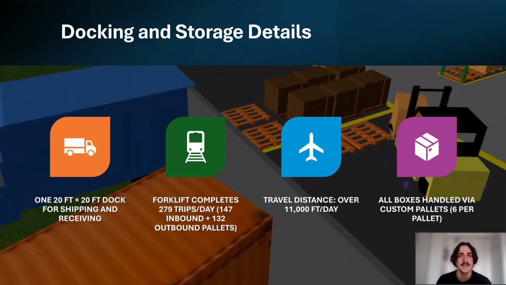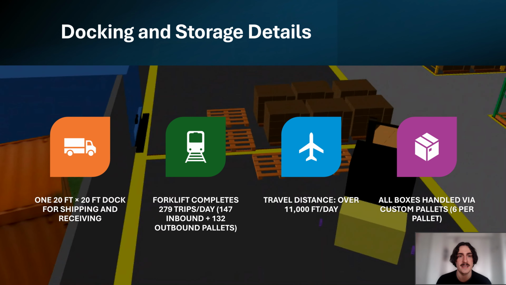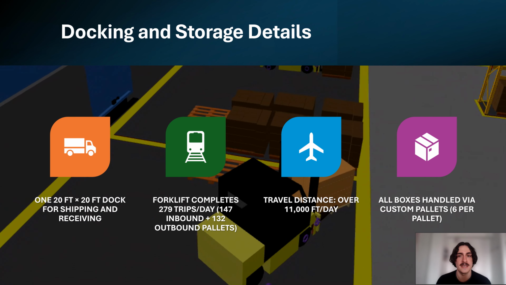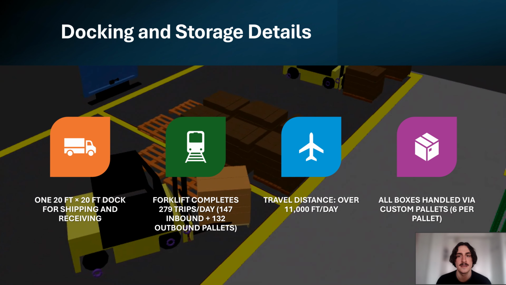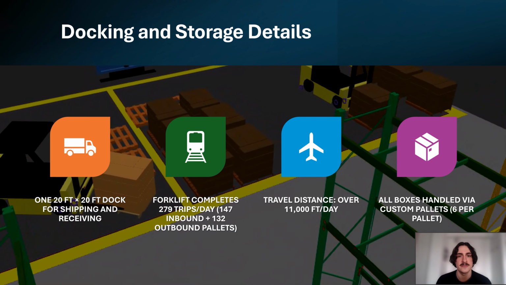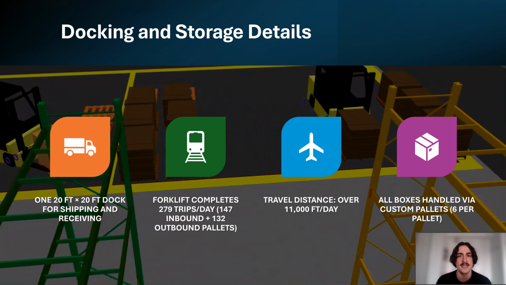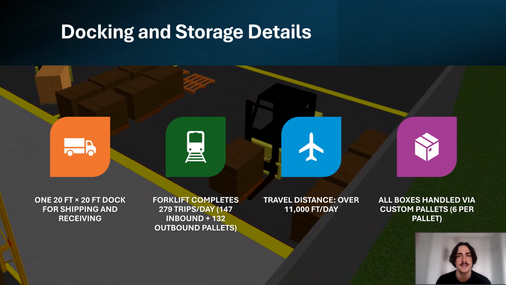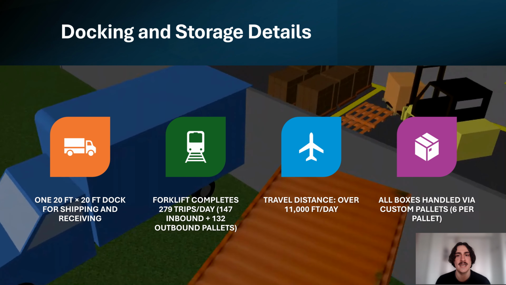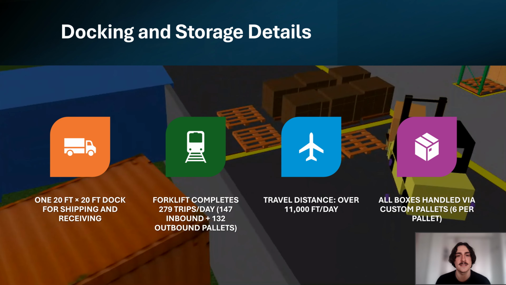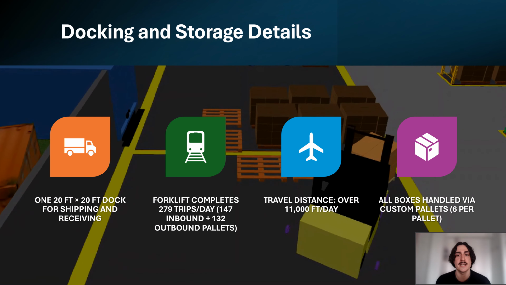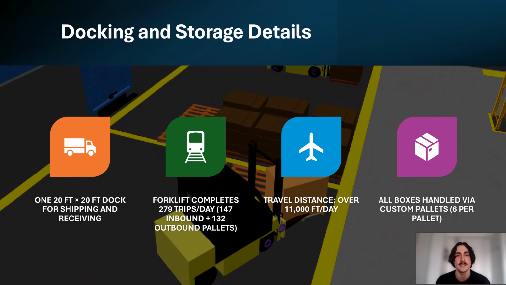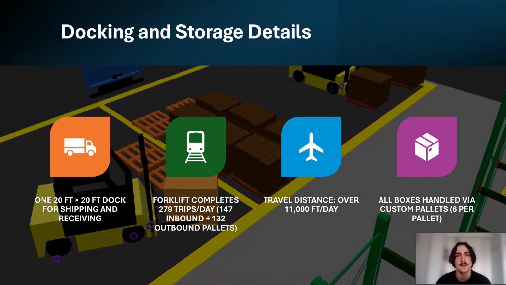Our dock is designed to be compact but efficient, handling both incoming raw materials and outgoing finished products. Based on our calculations, the forklift will make 279 round trips per day, totaling over 11,000 feet in travel. This is feasible within an 18-hour work window and minimizes idle time. We also custom size pallets to fit 6 boxes per pallet to reduce the number of necessary trips.